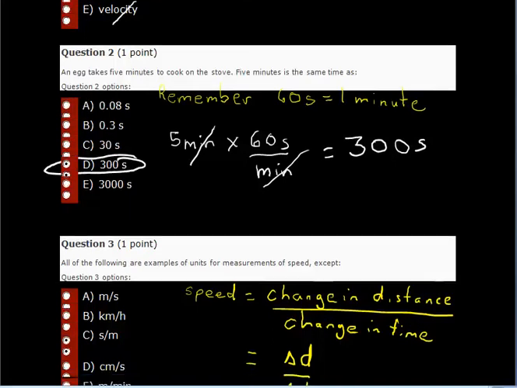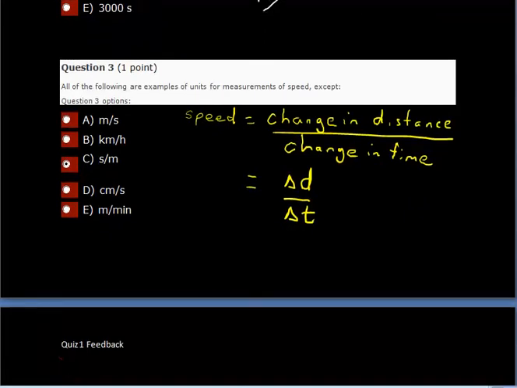Question number 3. Question number 3 states all the following are examples of units for measurement of speed except. Well, speed is a rate. It's the change in distance divided by change in time. So that's equal to distance divided by time, which means that you've got to have a distance unit on top.